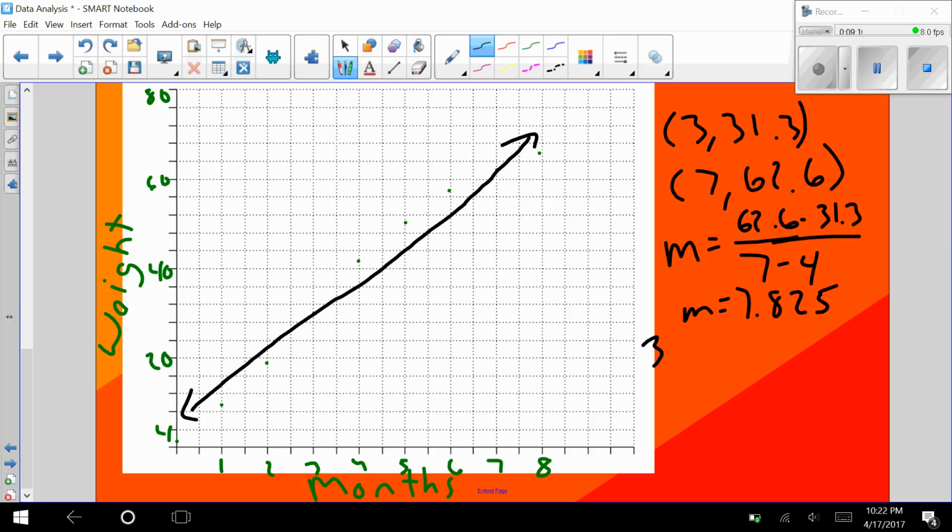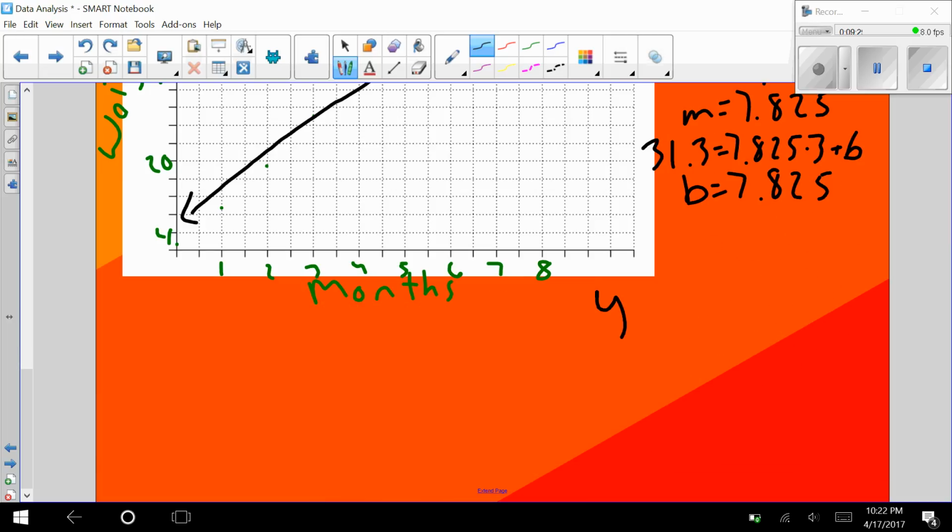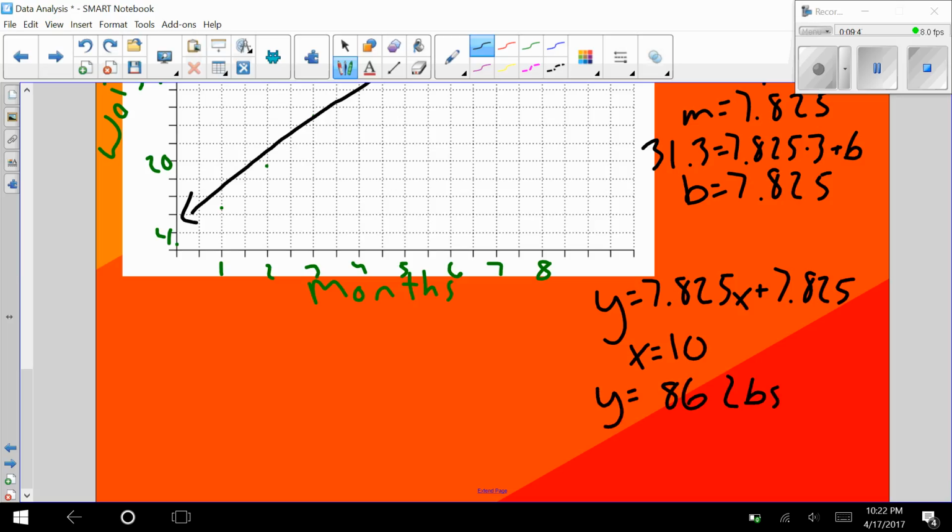Now we plug this in. So plug in one of my y's. So let's use 31.3 equals 7.825 times 3 plus b. Multiply 7.825 times 3, subtract that to the other side, and b actually equals 7.825. So my equation is y equals 7.825x plus 7.825. Now it says to predict the weight of a 10-month-old puppy. So that means x would equal 10. Plug that in, and my y equals about 86 pounds for a 10-month-old puppy.